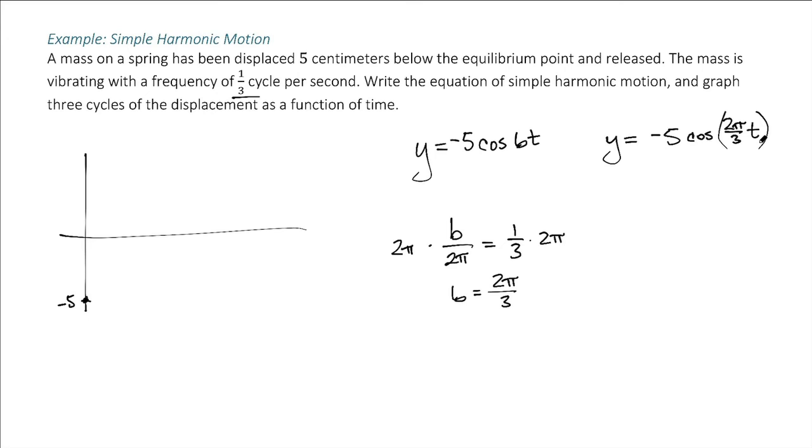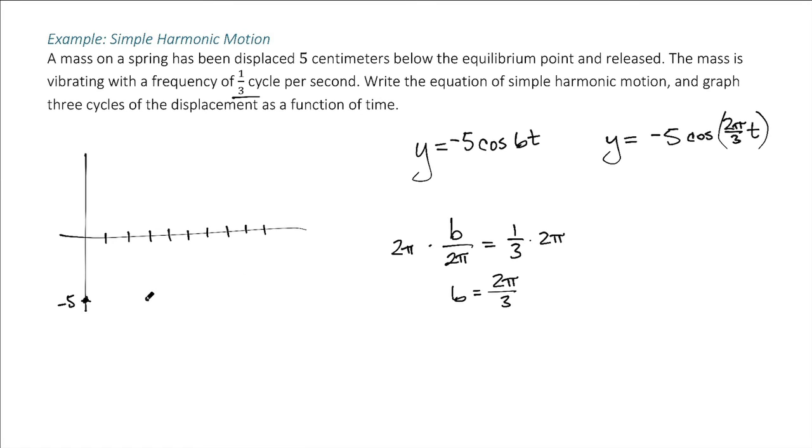Now for the graph, we want to graph 3 cycles. And because we have a frequency of 1/3 cycle per second, we know that in 3 seconds we're going to have 1 cycle. So 1, 2, 3 will be 1 cycle. But then we want 3 cycles. So we'll have another one, 3, and another one, 1, 2, 3.